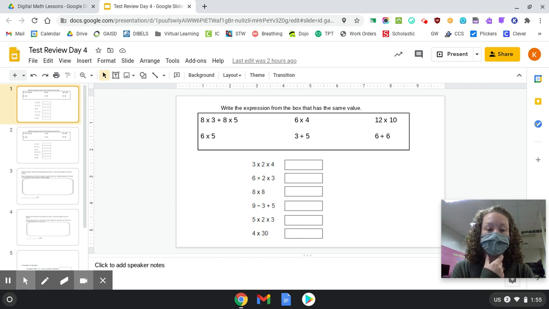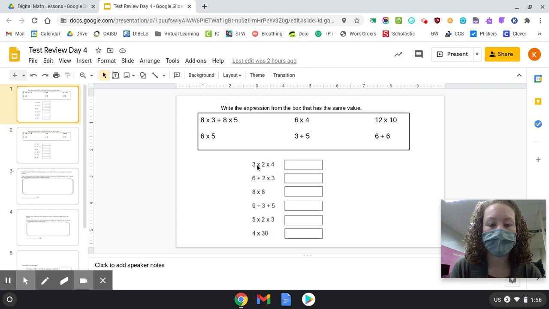Our first direction says, write the expression from the box that has the same value. So here's what we do. There's these expressions in the box, and then there's these ones listed here. We're kind of matching one from here with one from the box that equals the same thing. A suggestion I have for you is to write down on a piece of paper all of the ones that are in the box, and solve all of them first and write it on your paper. That way you don't have to solve them more than once.